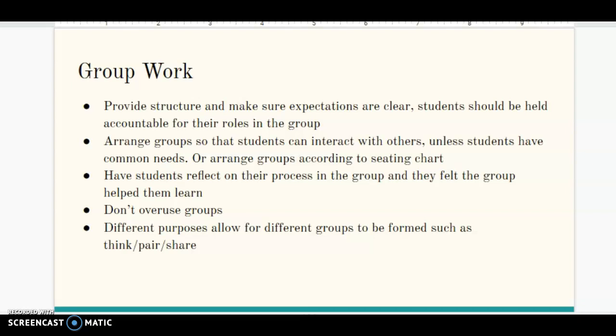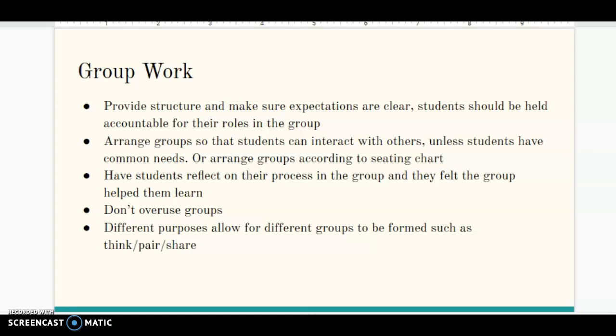And I think arranging groups so that students can interact with the others is a huge one, because we often have cliques within the classroom where students only want to interact with the students that they know, and so breaking them out of that shell and allowing them to interact with others that they may not talk to on a daily basis, and then have students reflect on their process in the group and what they felt they learned from the group.